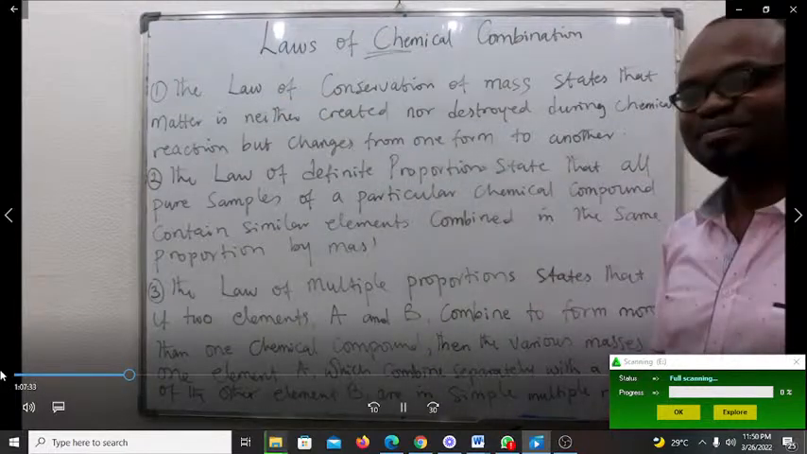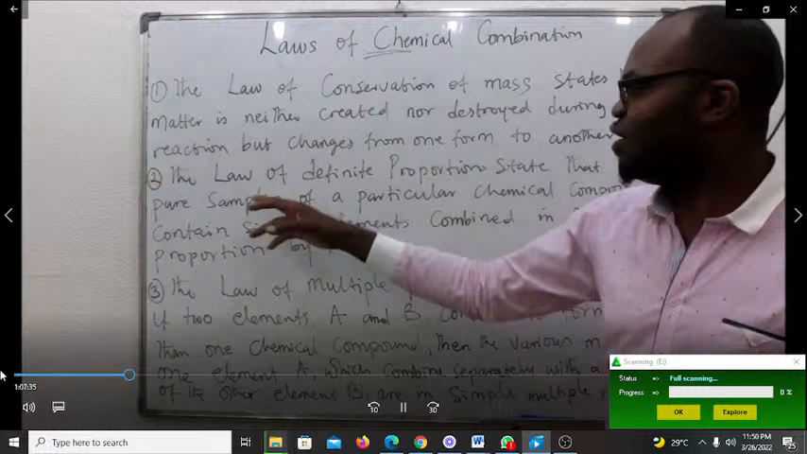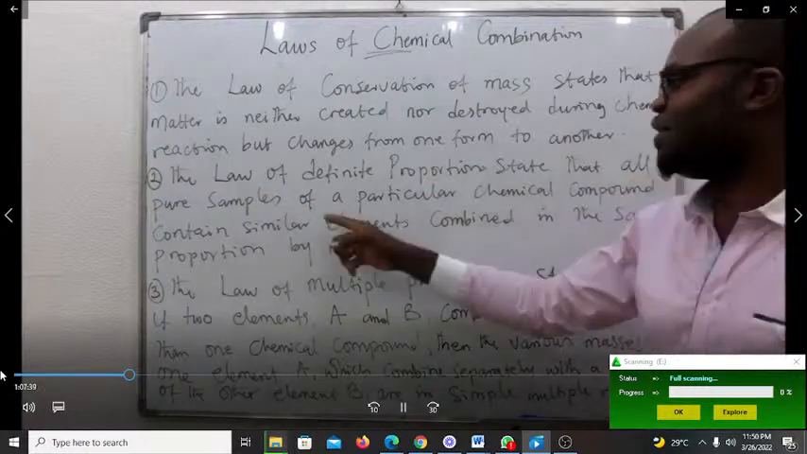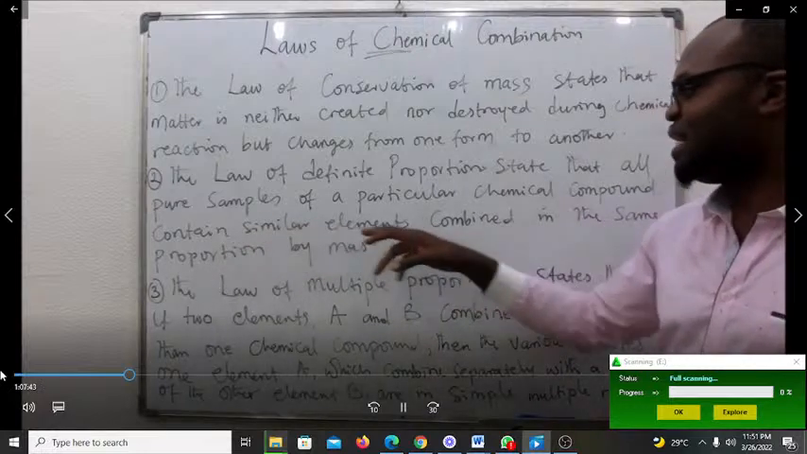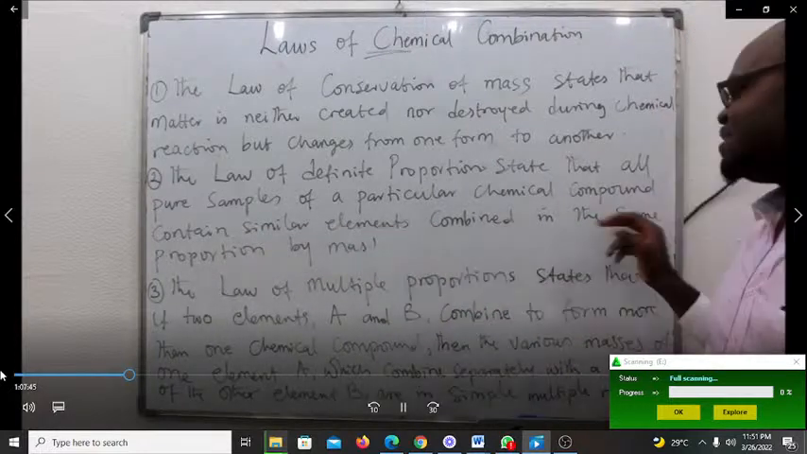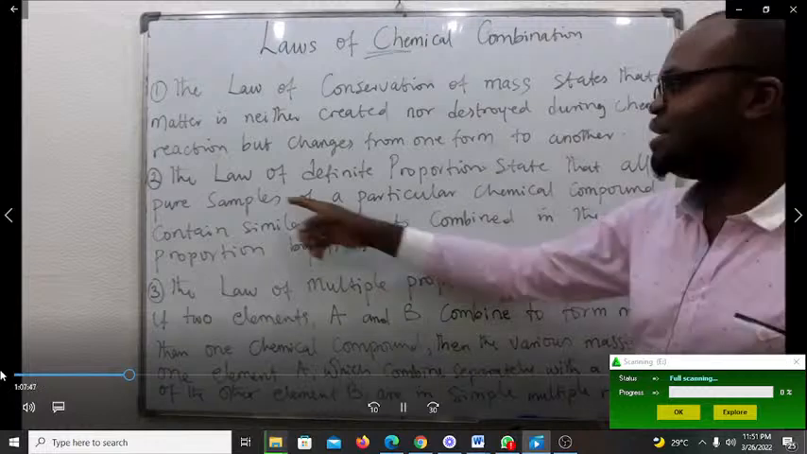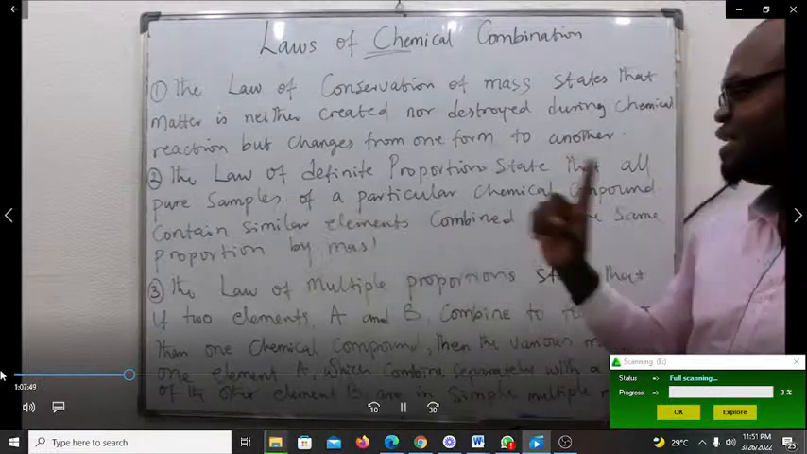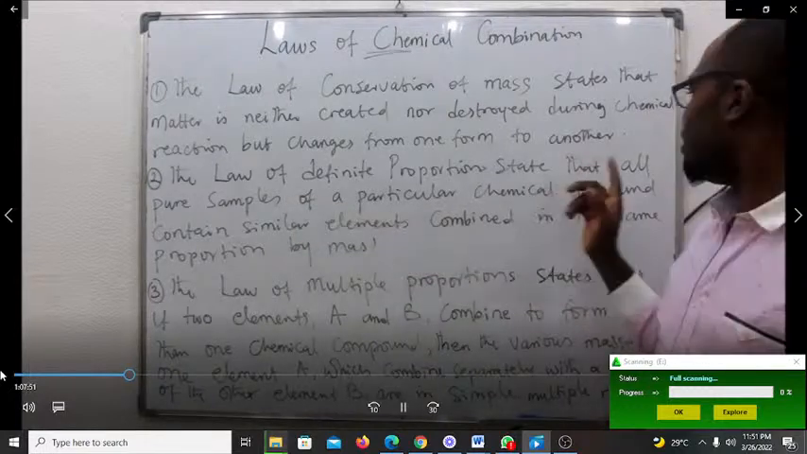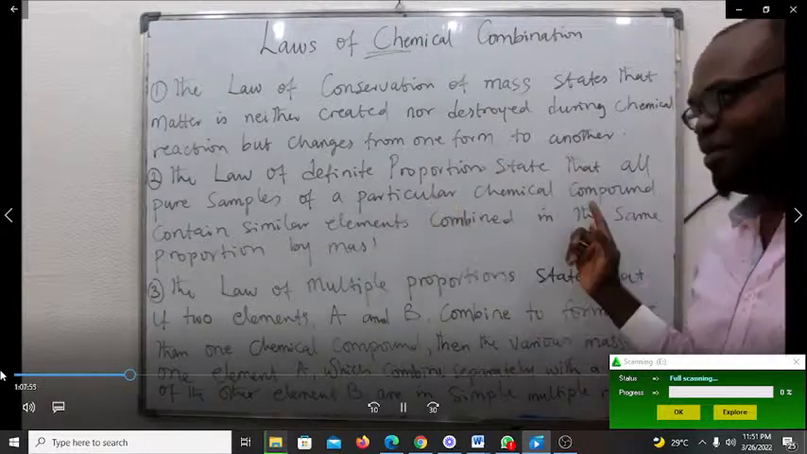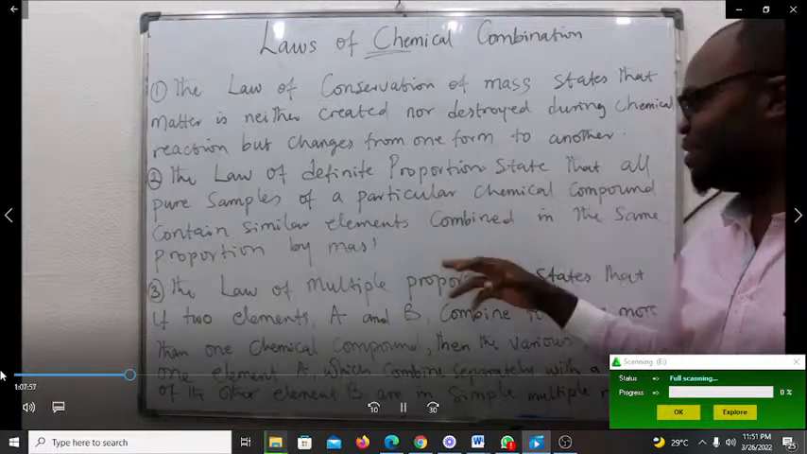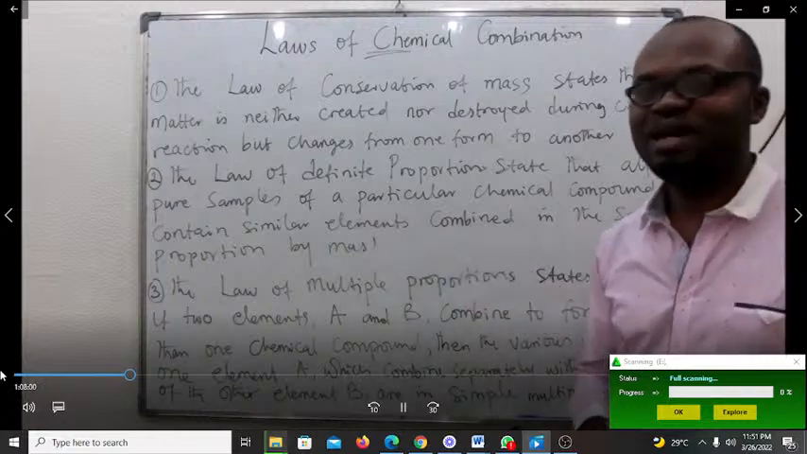Now, the law of definite proportion states that all pure samples of a particular chemical compound contain similar elements combined in the same proportion by mass. That is the law of definite proportion. All pure samples of a particular chemical compound contain similar elements combined in the same proportion by mass.